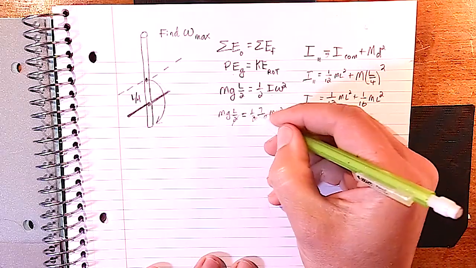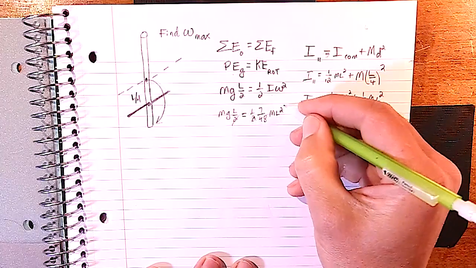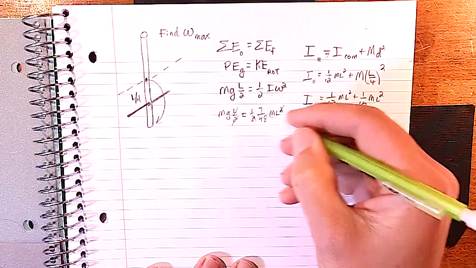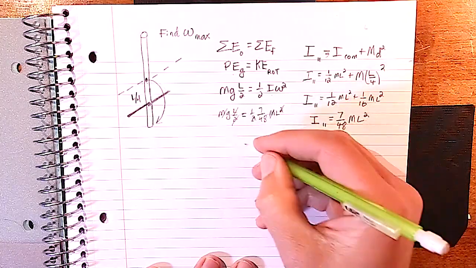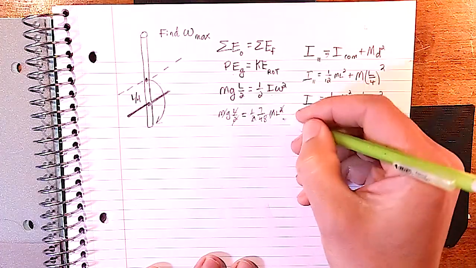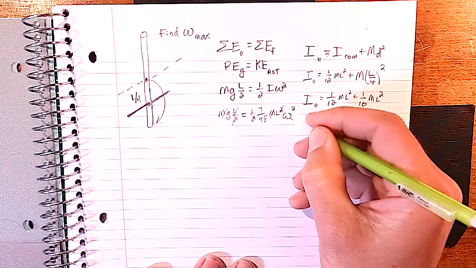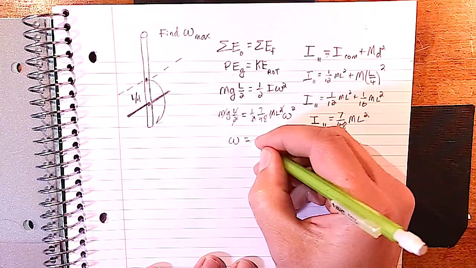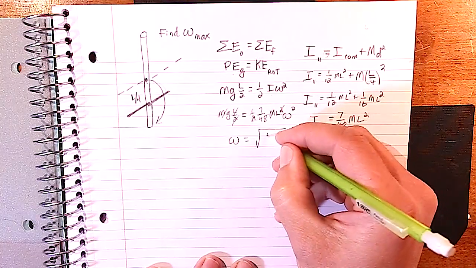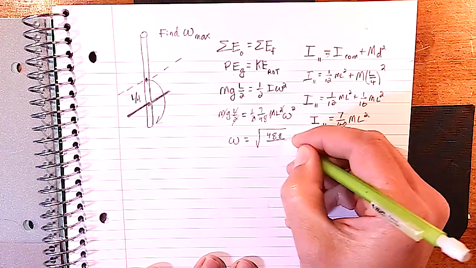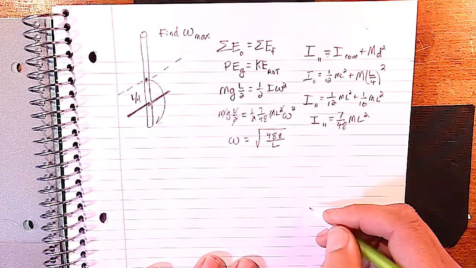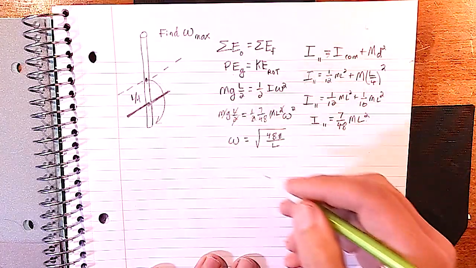And we have a half on both sides, and one of the L's will cancel with that L, and our masses will cancel, and we're left with, whoops, I forgot that omega squared there. And then when we solve for omega, that's going to be equal to the square root of 48g over L. So that's how fast it's going to be moving at the bottom.